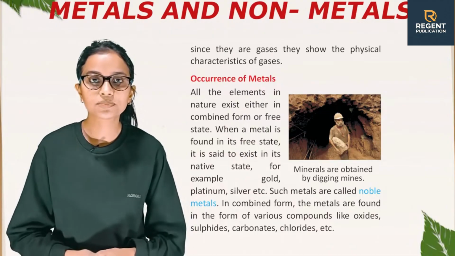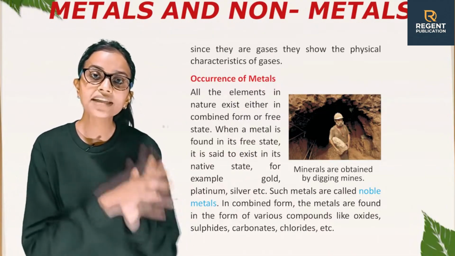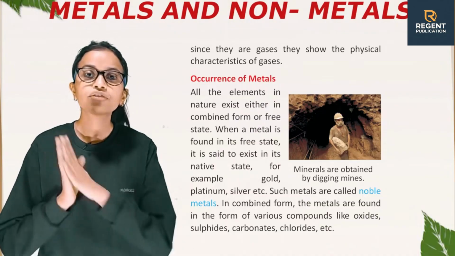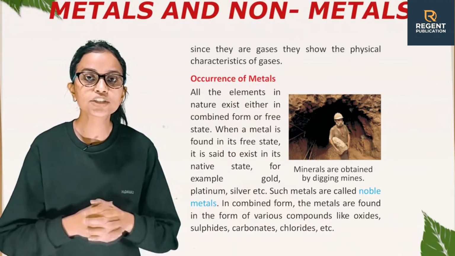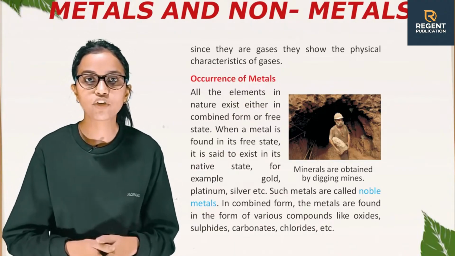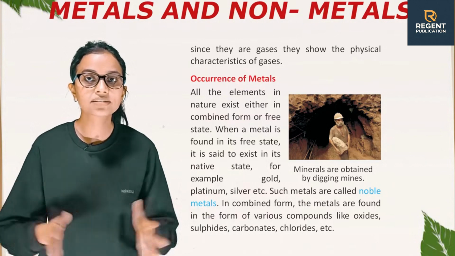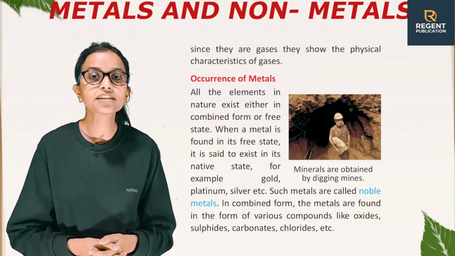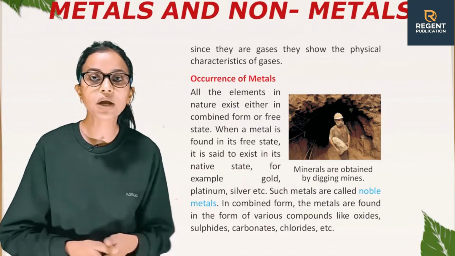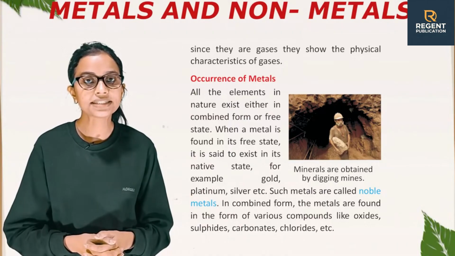Occurrence of metals. All the elements in nature exist either in combined form or in free state. When a metal is found in its free state, it is said to exist in its native state. For example, gold, platinum, silver, etc. Such metals are called noble metals. In combined form, the metals are found in the form of various compounds like oxides, sulfides, carbonates, chlorides, etc.